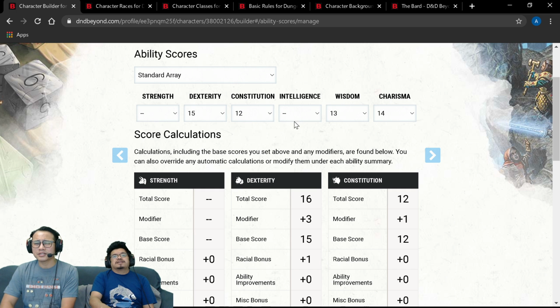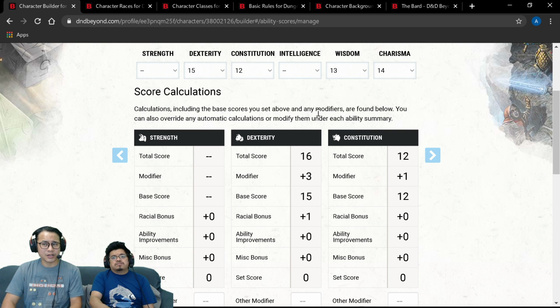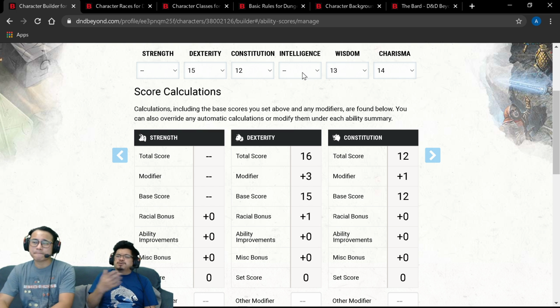Constitution overall is very important because it's your endurance, your hardiness, but also it's how you calculate your hit points. So the higher your constitution, the more hit points your character has, and it's usually not a bad thing if your character has a lot of hit points. We're a bard. We're not supposed to be on the front lines at all.